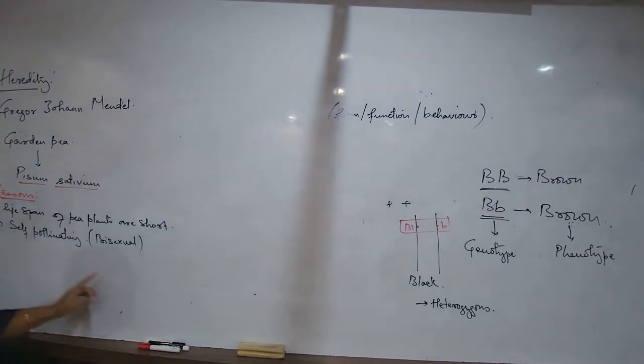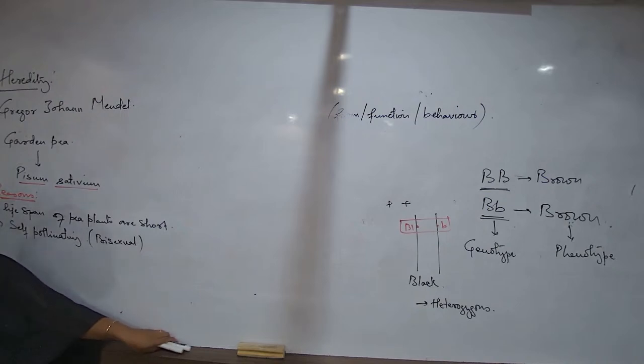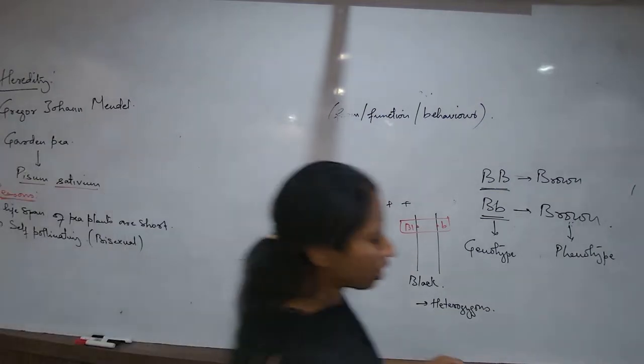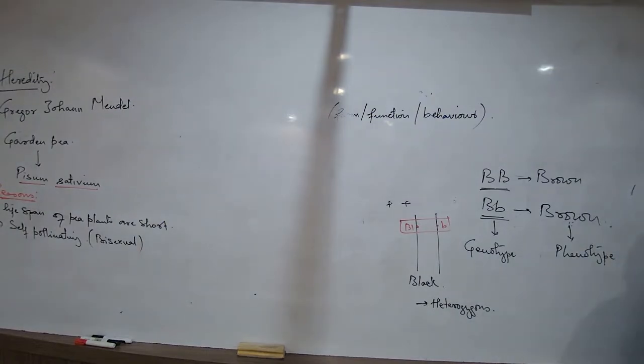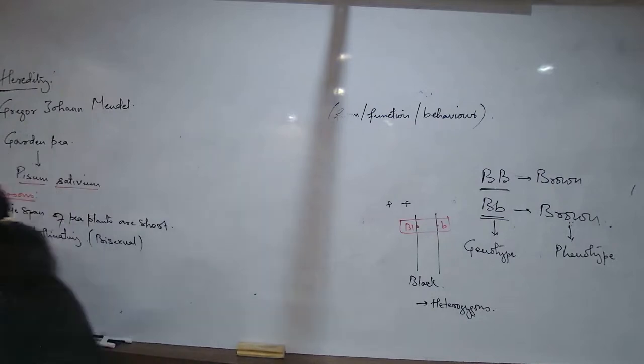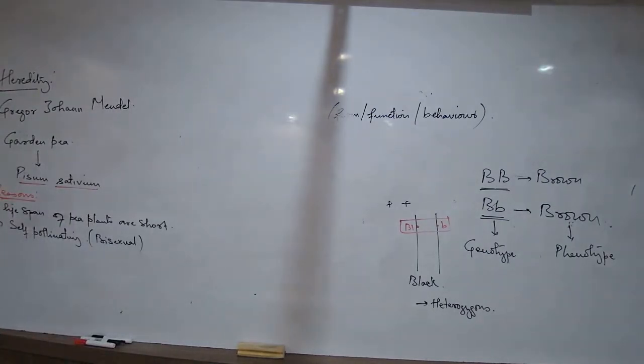So this is the first characteristic we are talking about: the lifespan is short, and the plants are self-pollinating and bisexual. We'll erase this and come from here again. What are the four reasons why Mendel chose the pea plants? And then we'll look into the laws of inheritance also today. We'll try to complete at least one or two laws.